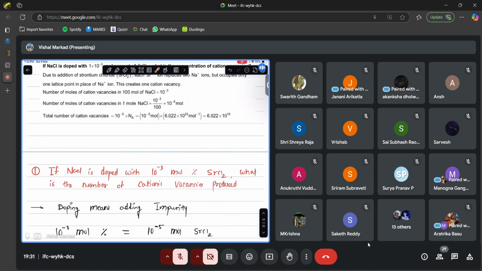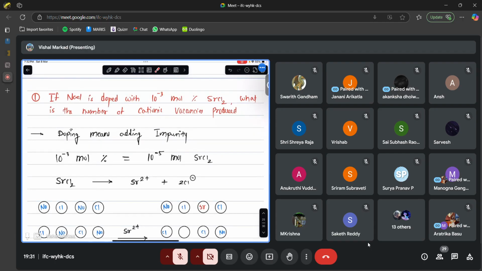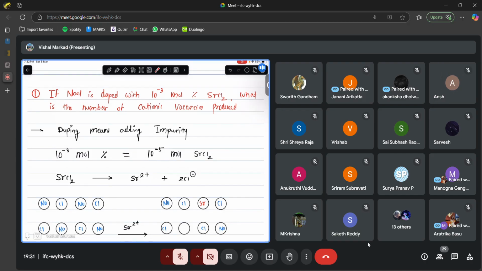Now this one question is there. Read this question. If NaCl is doped with 10 to the power minus 3 mole percent SrCl2, what is the number of cationic vacancies produced? Now look at it. Doping means what? Adding impurity. What is given? 10 to the power minus 3 mole percentage. Can I write down 10 to the power minus 5 mole of SrCl2?